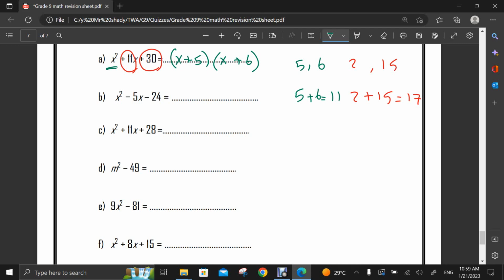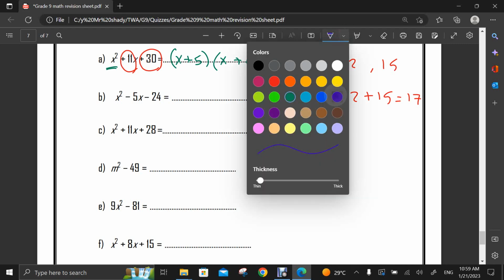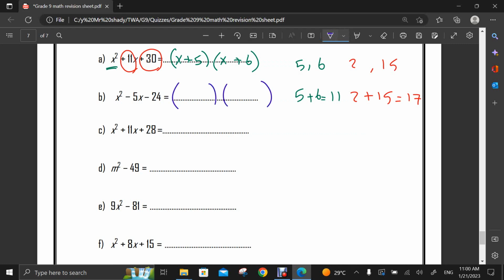Let's see letter B. The same thing. x power 2 minus 5x minus 24. So I'm going to write two brackets and x and x. Negative 24. Because this is negative 24, the product of two numbers must be, one of them positive and the other negative. Okay, so like negative 4 and 6, because negative 4 times positive 6 will be negative 24, right? But let's add them. Negative 4 plus 6 will be 2, not negative 5. The addition must be negative 5.